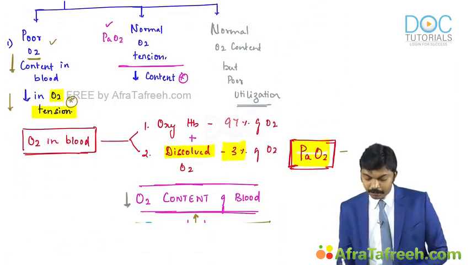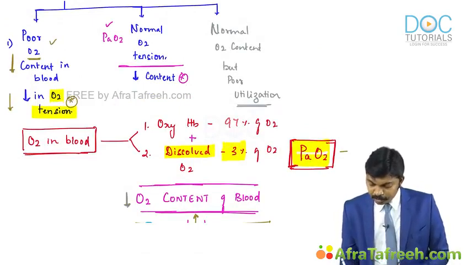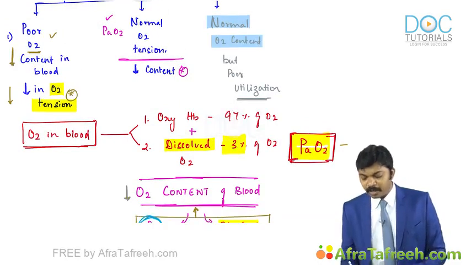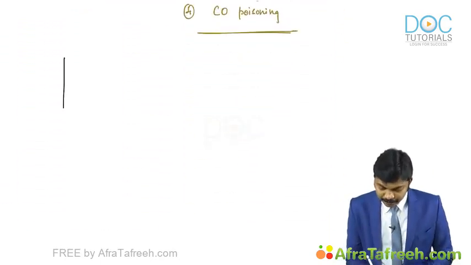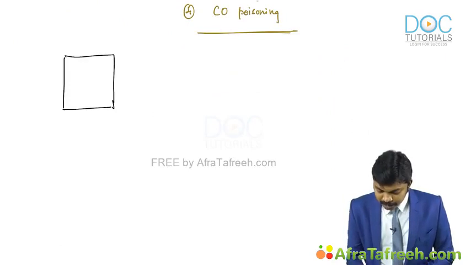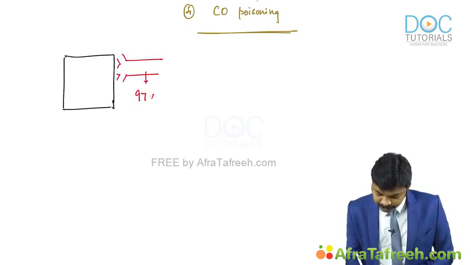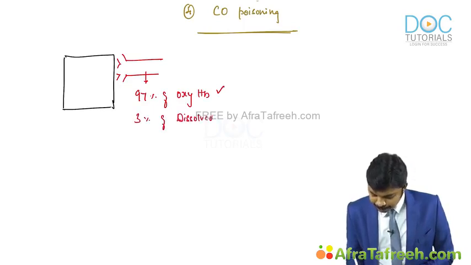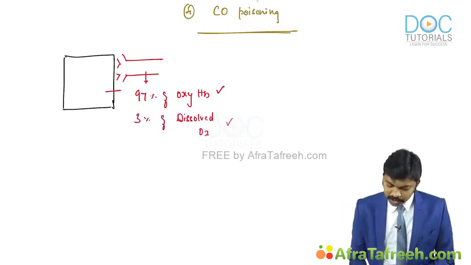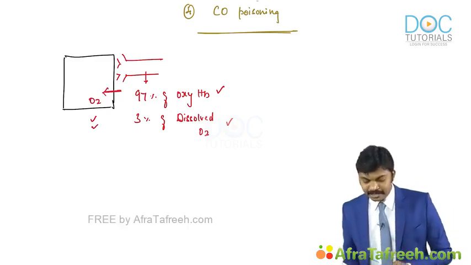Now let us take up the third one. Oxygen content is absolutely fine, no problem at all. Look here, there is no problem in oxygen content. It's very normal, but oxygen is very poorly utilized. What does this mean? We have a cell here, and this cell is being adequately supplied with enough oxygen. So here we have 97% of oxyhemoglobin normal, 3% of dissolved oxygen normal. So oxygen delivery to the tissue is absolutely fine, absolutely normal, but the tissues are not utilizing it.